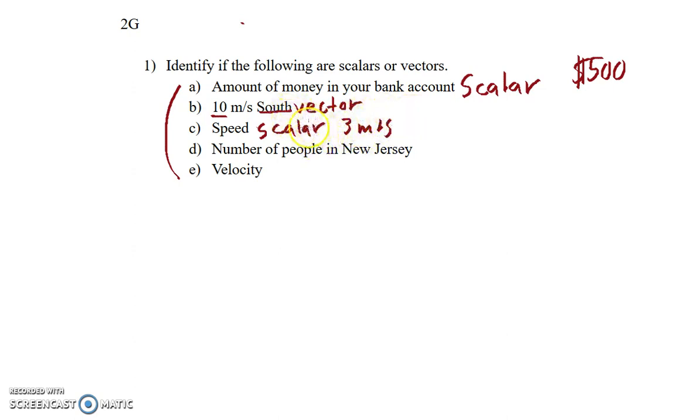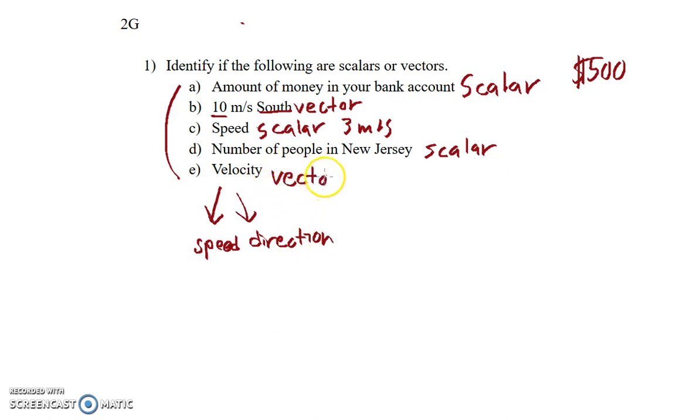The next one, number of people in New Jersey, that's a scalar because it's just a number of people. It's like, I don't know, 500,000 people. And again, this doesn't have a direction associated with it. It's just a number. It's just a size. And the last one, velocity. It's important to remember that velocity is made up of speed and direction, so it has both. So velocity definitely is a vector. It says how fast you're going and in what direction.